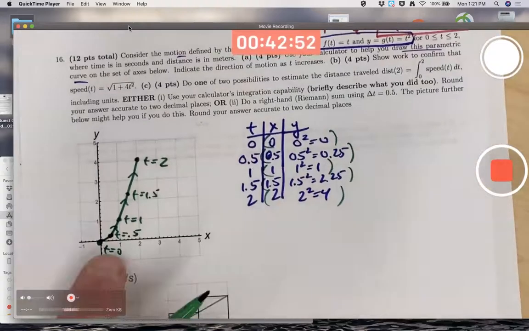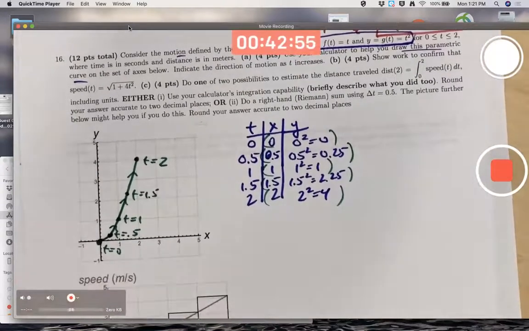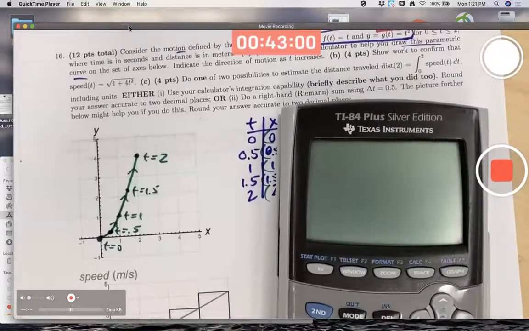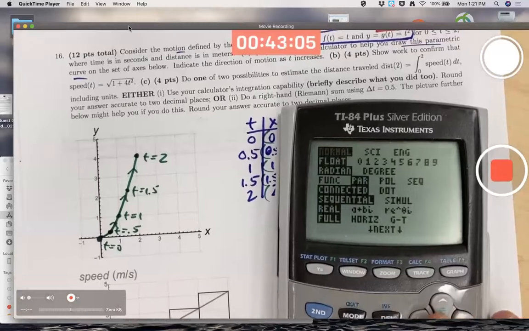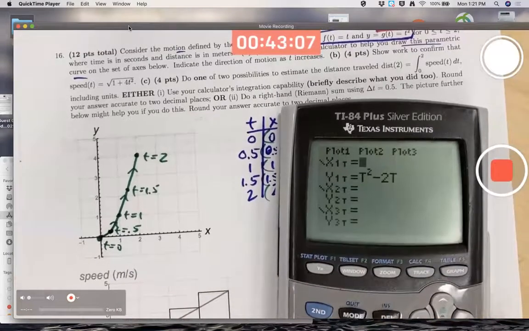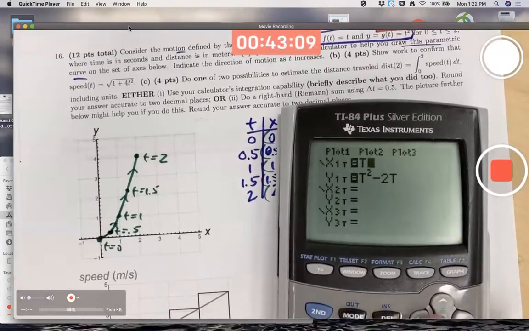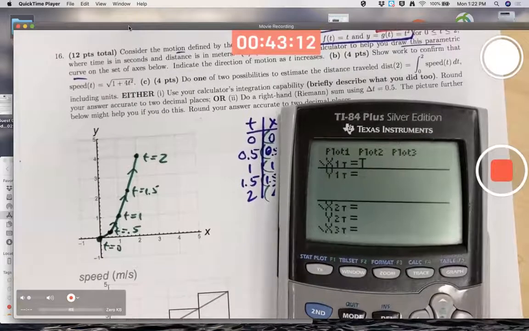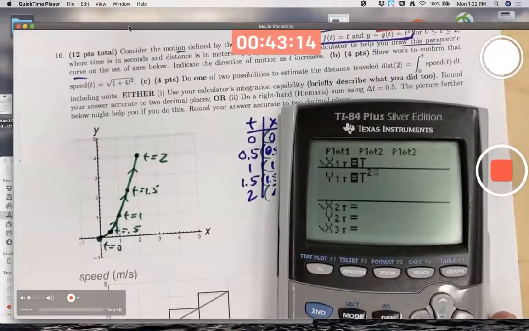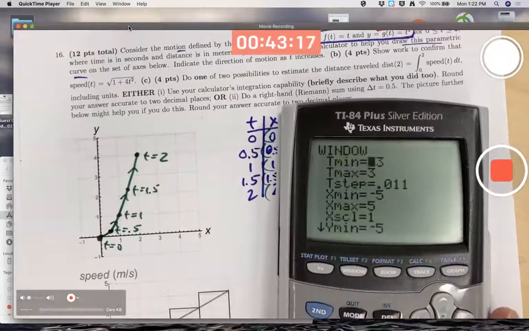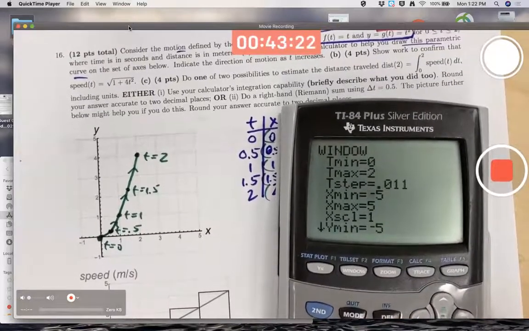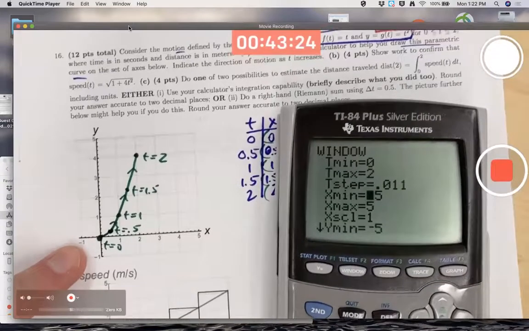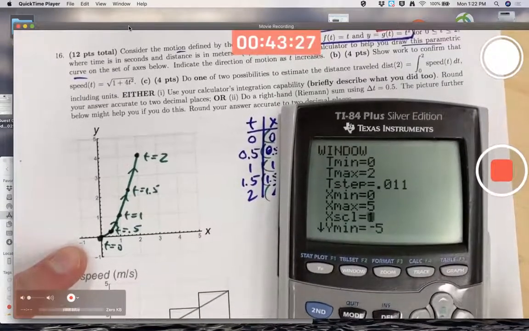So that tells you, intuitively thinking about this, the particle's speeding up. It's going faster and faster. The speed is not constant here. Let's go ahead and graph this in parametric mode. X equals t, y equals t squared. T goes from 0 to 2. Make a window that can show all this, like 0 to 5 for x and 0 to 5 for y.